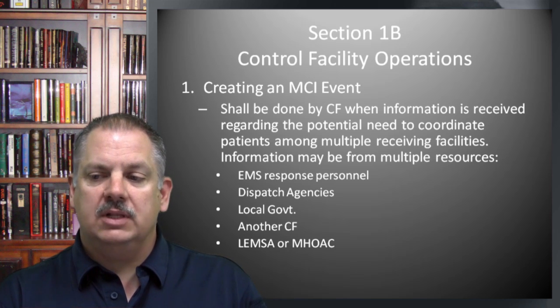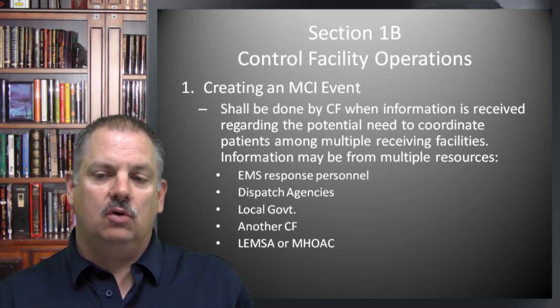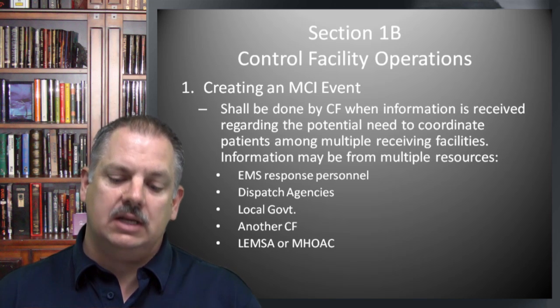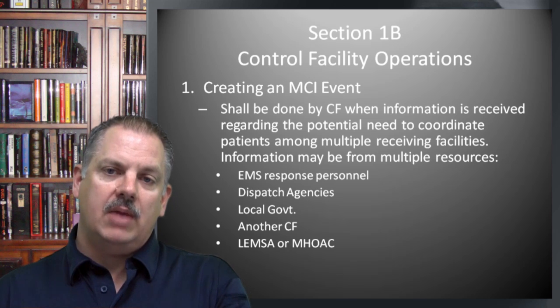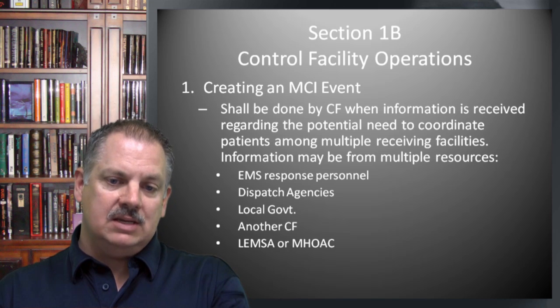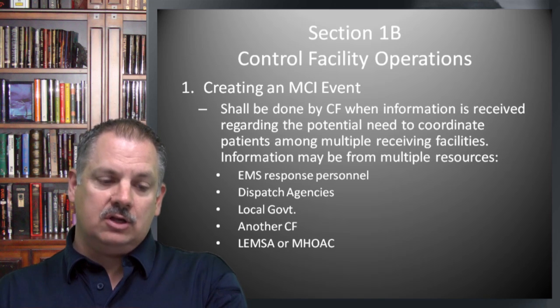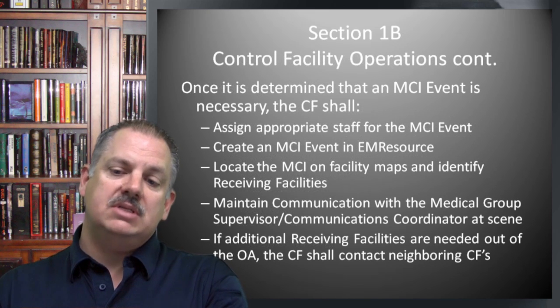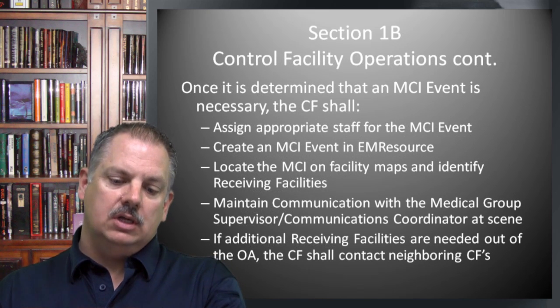So once it's determined that there's an MCI event, the control facility is going to assign the appropriate staff. They're going to have to take those folks out of the hospital and put them in, typically, an area set aside for the control facility piece that has the communications. They create that MCI event in EM Resource.